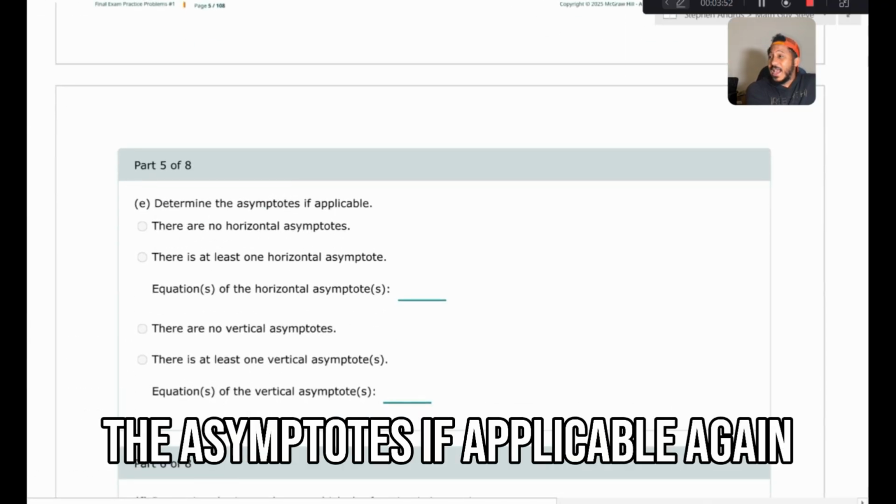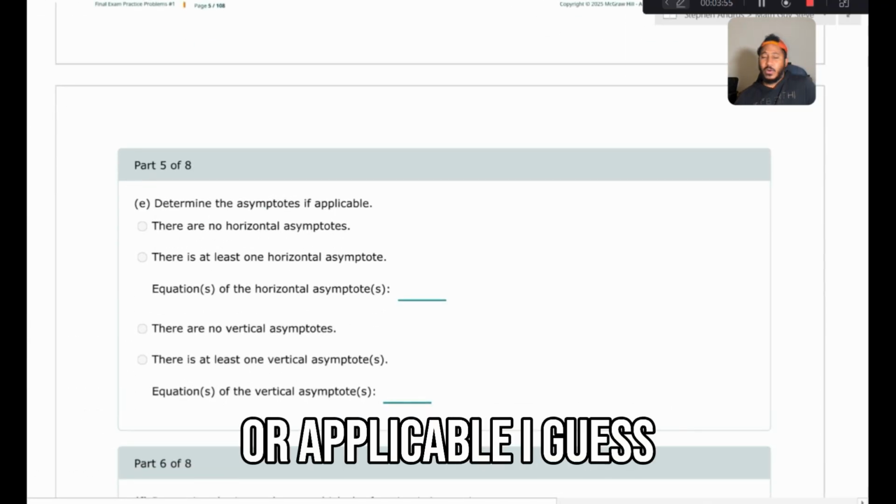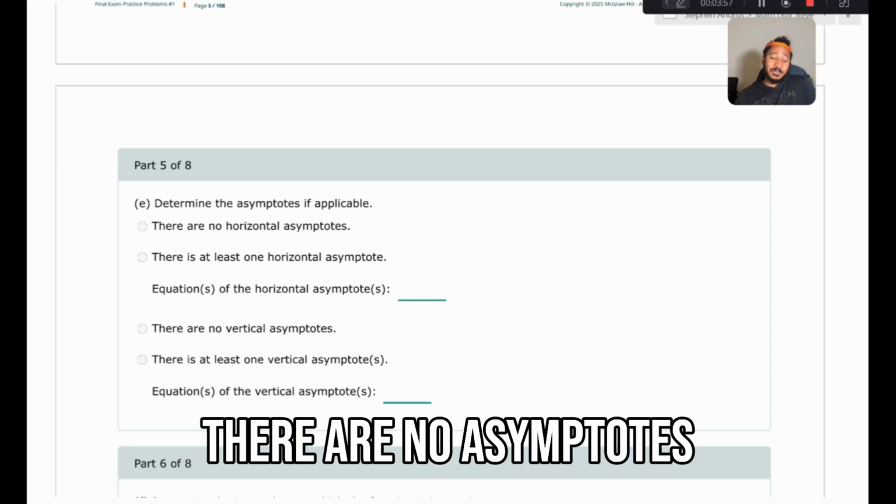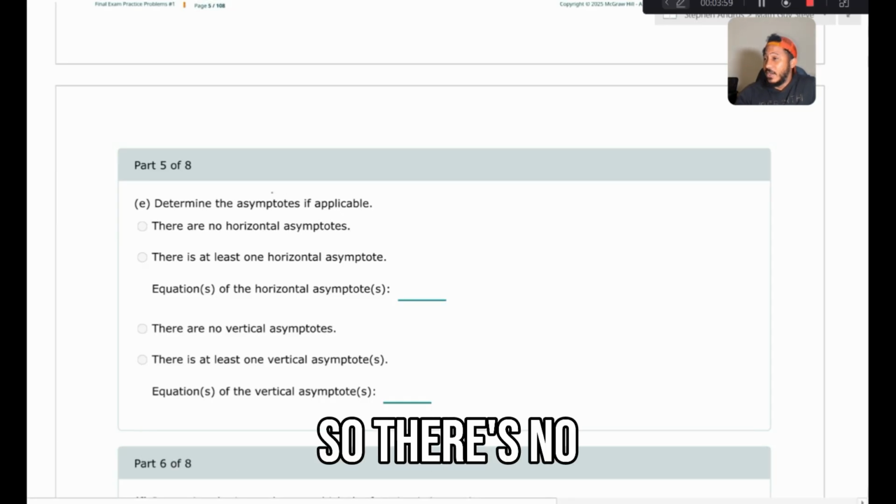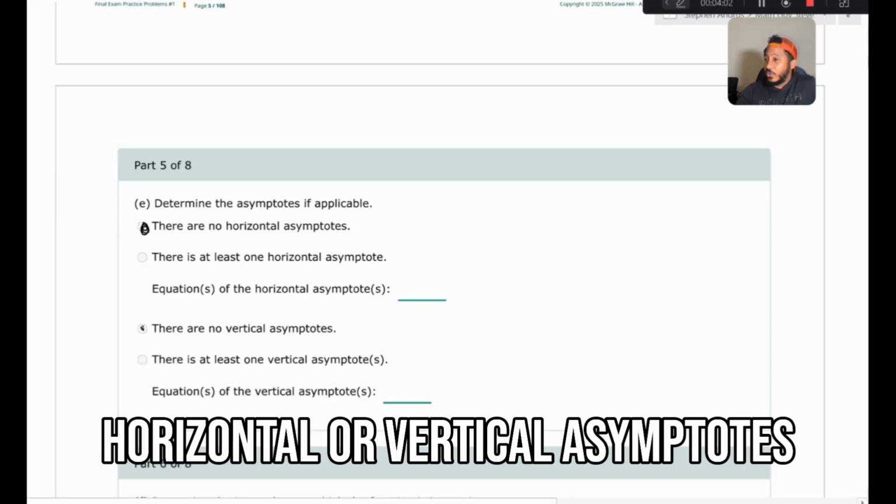It says determine the asymptotes if applicable. There are no asymptotes for quadratic functions either, right? So there are no horizontal or vertical asymptotes.